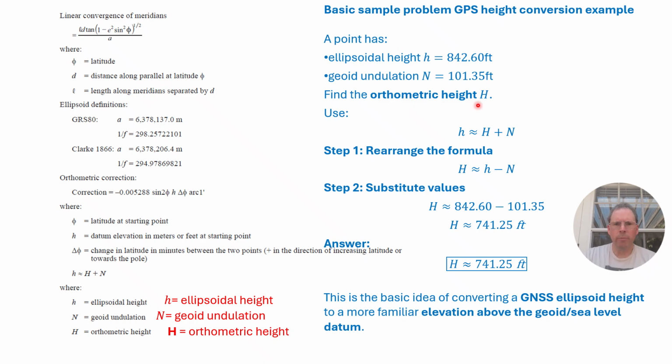And since we're solving for orthometric height, we're going to rearrange the formula and then just put in our terms to solve. And we get an answer of 741.25 feet. Now this is the basic idea of converting a GNSS ellipsoid height to a more familiar elevation above the geoid, sea level, datum. That's what that's used for.